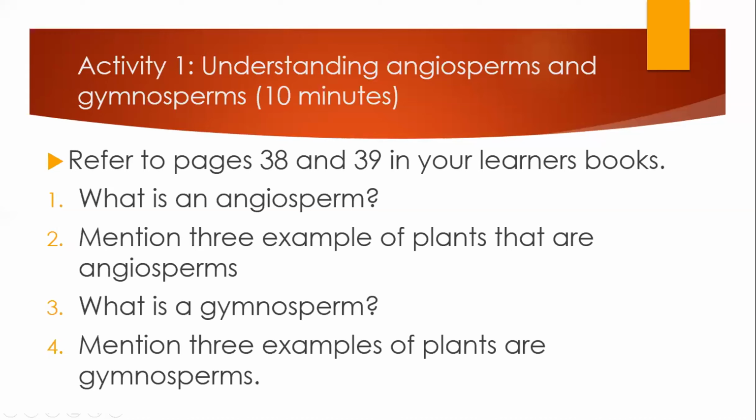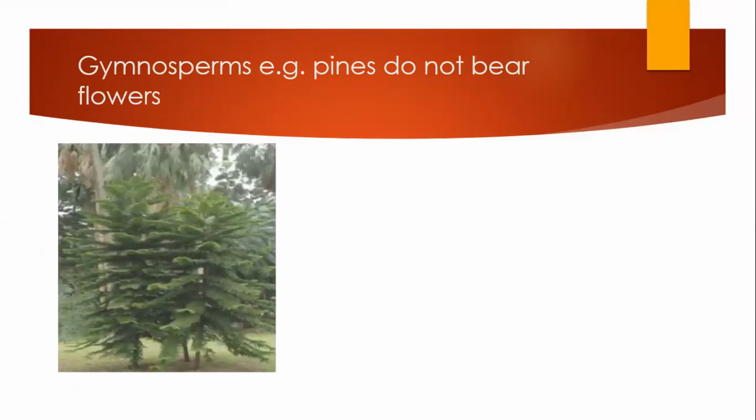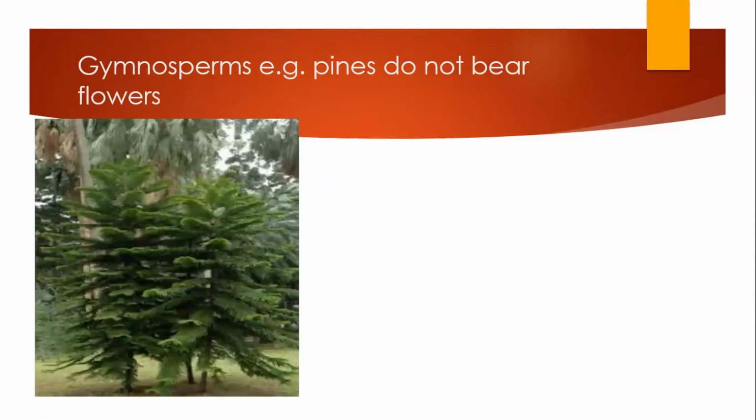I'll show you some images we have so that we move on. I hope you've been writing examples. So starting with gymnosperms, we say those are the ones that do not bear flowers. We have that image there. I think it's a very common picture in our area.